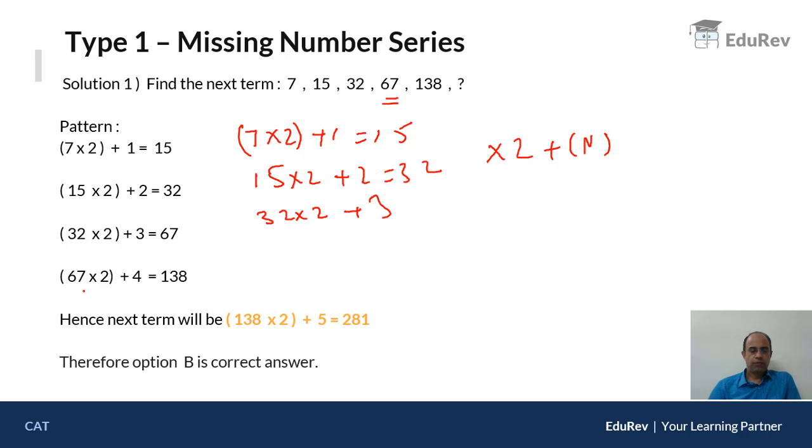Hence, the next term: 67 twos are 134, plus 4 is 138. Our next term would be 138 into 2, which comes out to be 276. 276 plus 5 gives me 281. Hence, 281 is the correct answer, which was option B. Hence, we'll mark option B. Fine, guys?